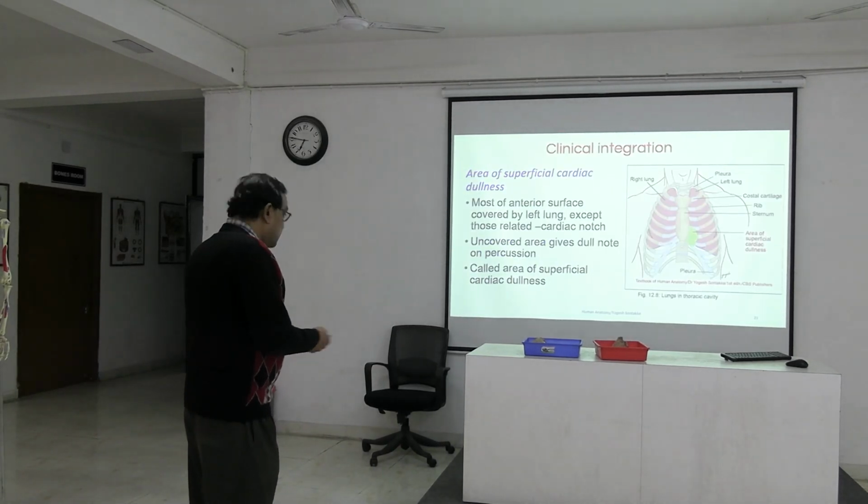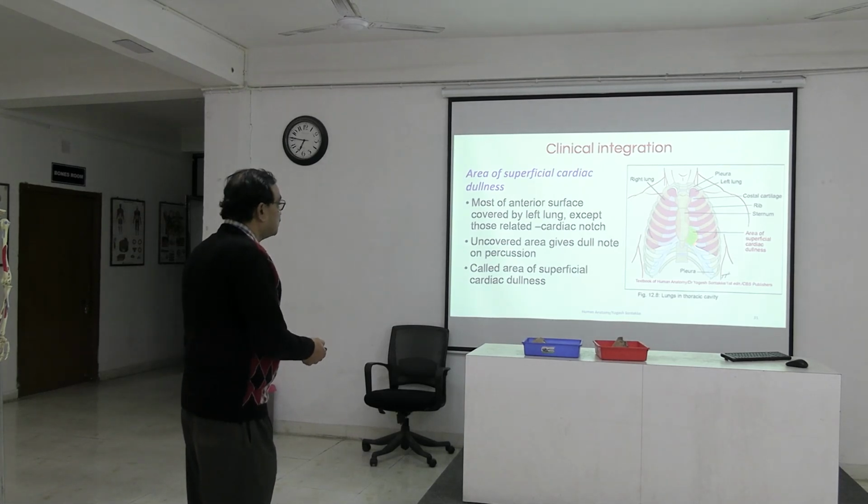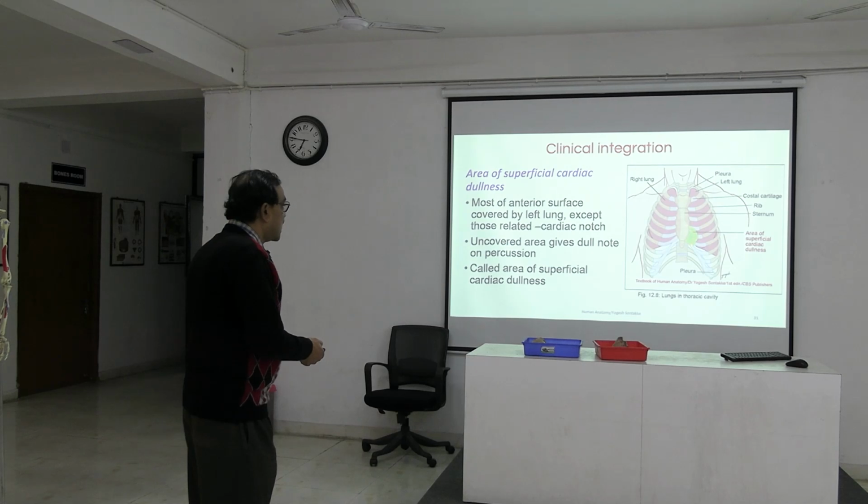So already we have come across the area of superficial cardiac dullness, the part of the heart which is in direct contact with the chest wall. Here we can get a dull sound due to the fact that there is a cardiac notch of the left lung.